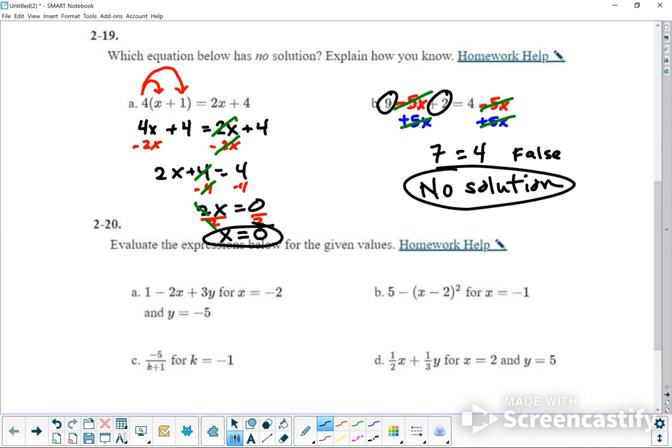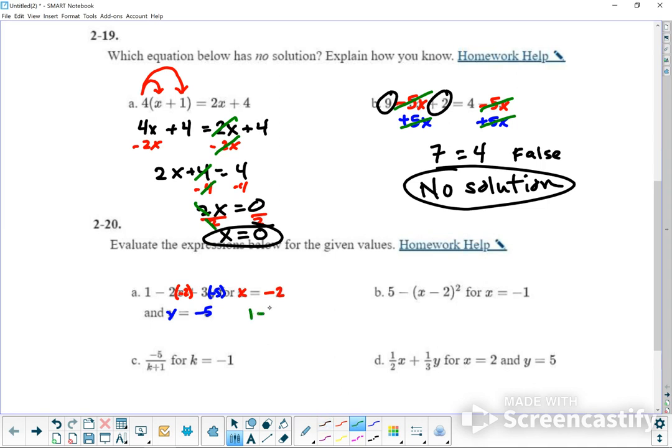Evaluate the expression below for the given values. Okay, so this one, instead of x, we're going to put in negative 2. So you see that? Instead of x, we're going to put in negative 2. And instead of y, we're going to put in -5. Okay, so I'm going to copy this down. So this is, here, I'll put it in green.